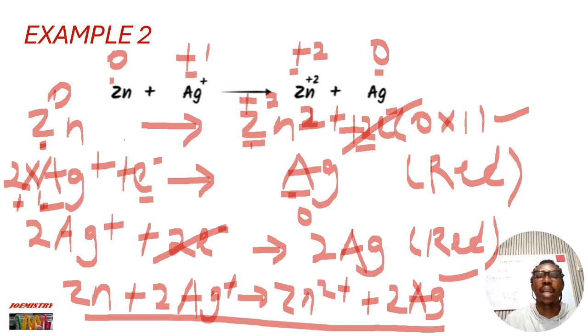So the equation is balanced both on the oxidation half cell and the reduction half cell. So this is the balanced ionic equation, which is the net equation. So it's as simple as ABC. All you need to do is attempt as many questions as possible, and feel free to reach out to me if you encounter any challenge or any difficulty.